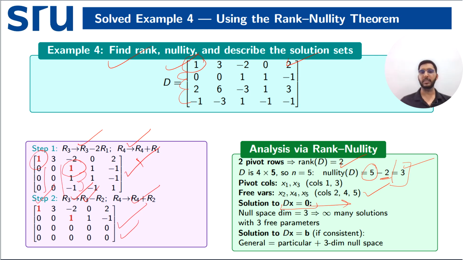The solution of this system Dx equal to 0 will have infinitely many solutions because the nullity of D is non-zero, that is equal to 3 here. There are three parameters or variables which give these infinitely many solutions. So this system is consistent, it has solutions. The solution of Dx equal to b, the non-homogeneous system of linear equations, will exist if it is consistent.